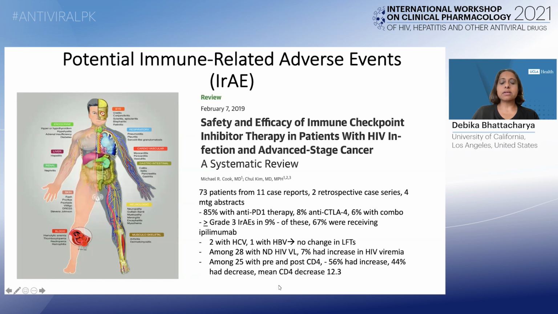Looking specifically at those with viral hepatitis, those with Hep C and Hep B, there was actually no change in LFTs in those who were receiving immune checkpoint inhibitors. Interestingly, among those with undetectable HIV viral loads, about 7% had an increase in HIV viremia. There was also either an increase or a decrease in CD4 counts.